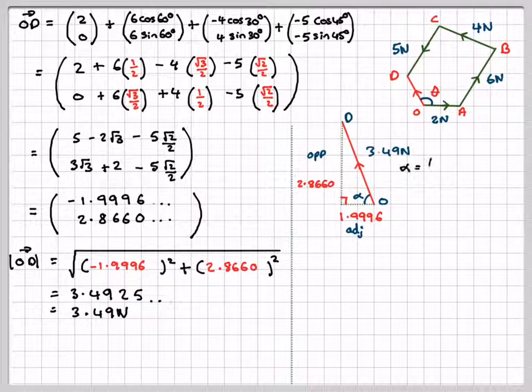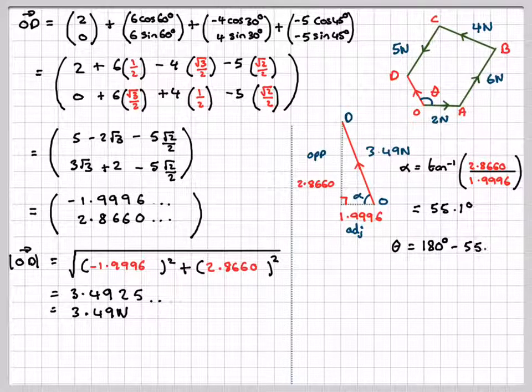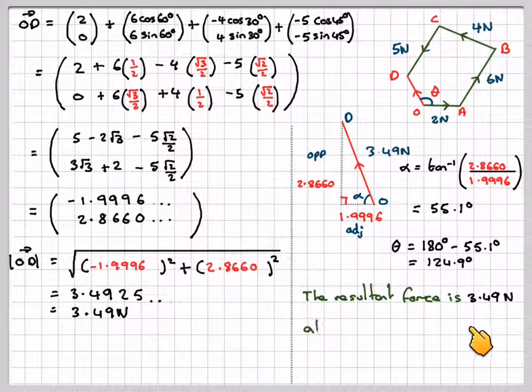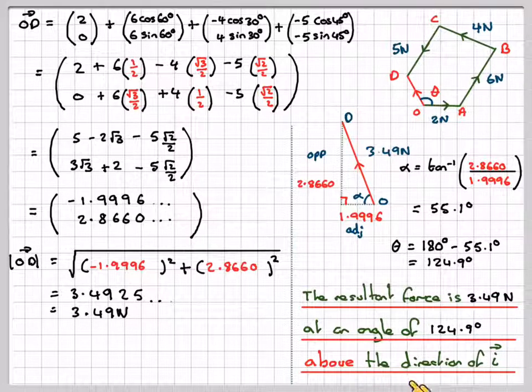So using a bit of trigonometry, alpha will be tan to the minus 1 of opposite over adjacent. So it's tan to the minus 1 of 2.8660 divided by 1.9996, which on my calculator in degree mode gives me 55.1 degrees. And therefore theta will be 180 minus 55.1, which gives me 124.9 degrees. So the resultant force is 3.49 newtons at an angle of 124.9 degrees above the direction of i.